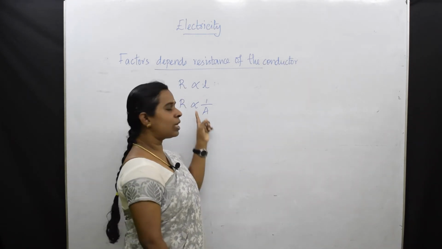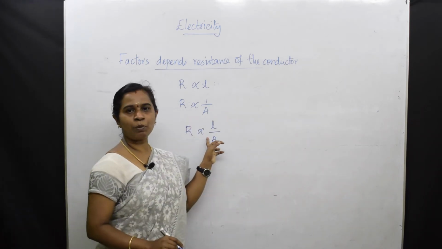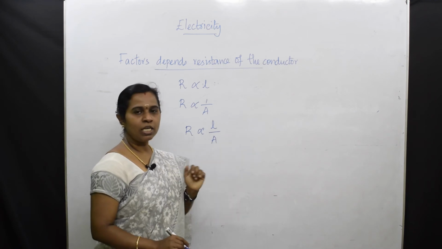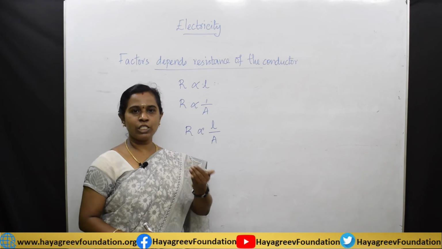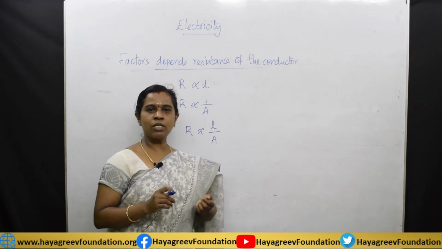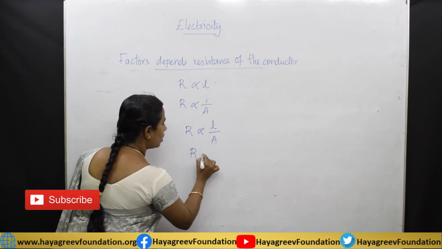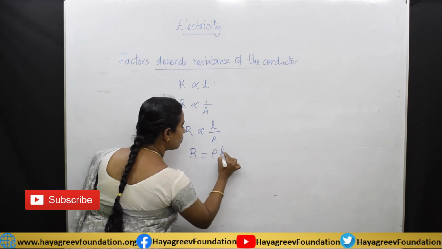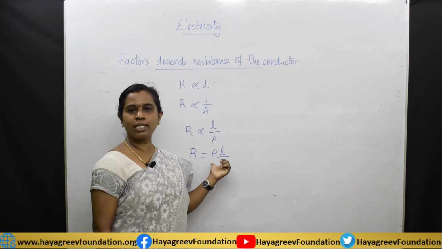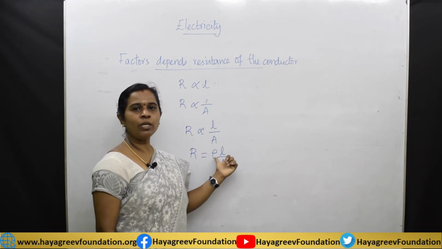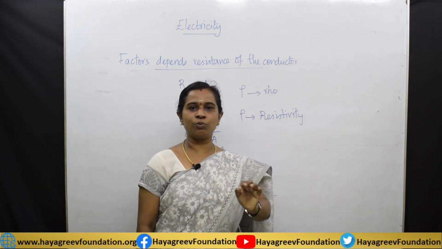So if proportionality means we can combine this equation: R is directly proportional to L by A. Now in physics, proportionality we are going to change into equal sign. One constant we want to multiply on the right hand side of the equation. So R equal to, the proportionality constant is rho, R equal to rho L by A. Rho is nothing but resistivity of the conductor.